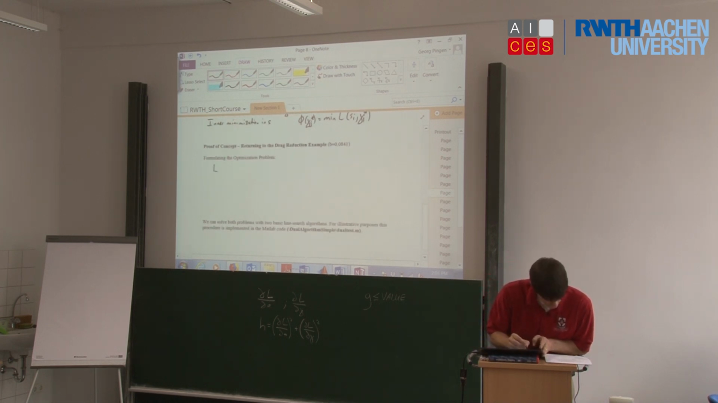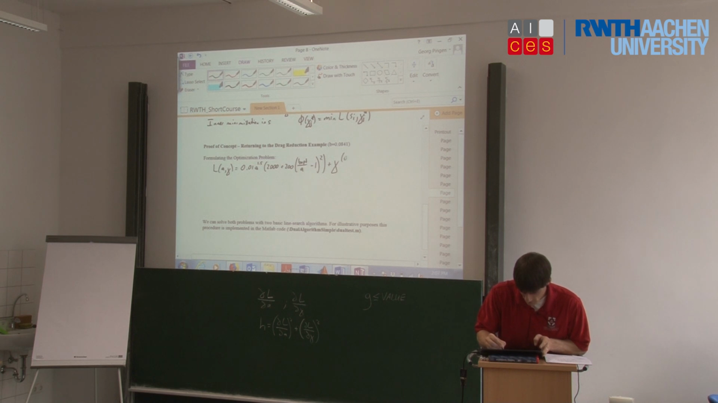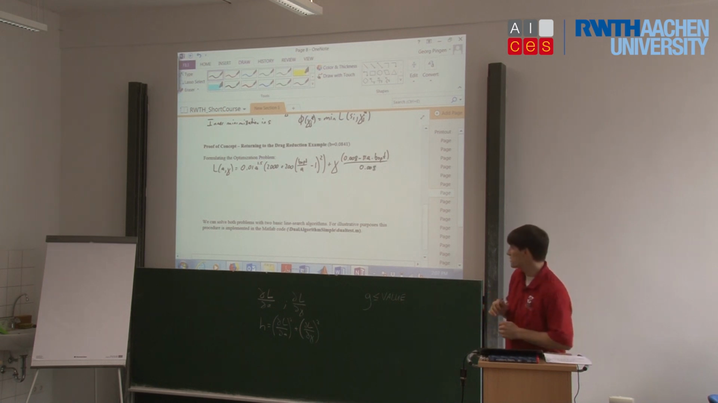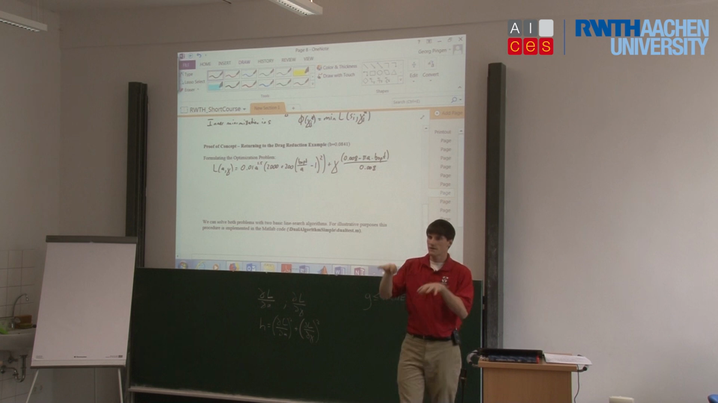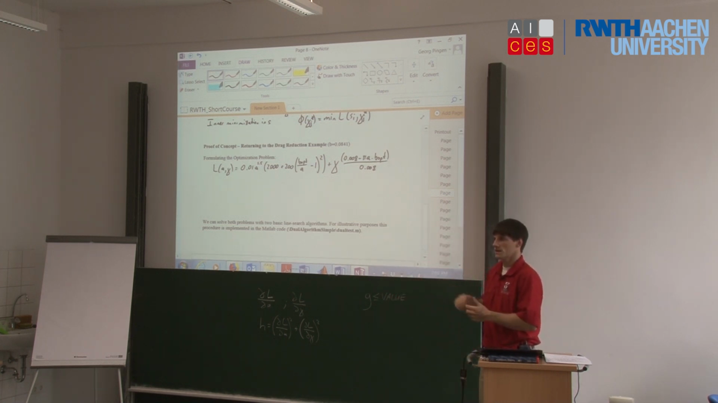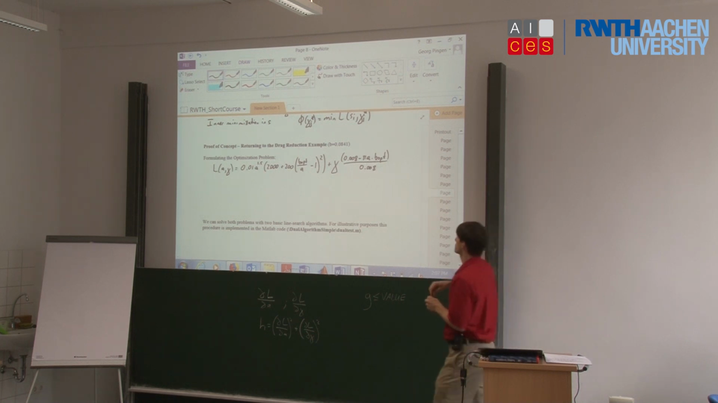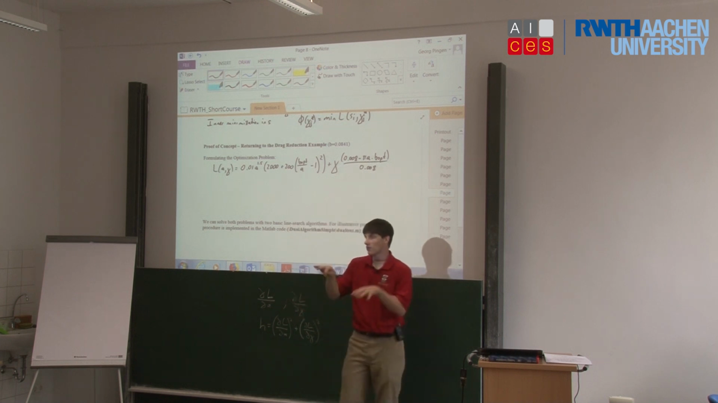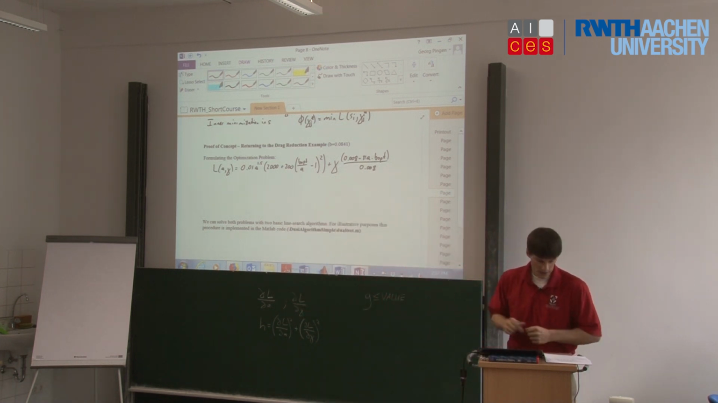So our Lagrange function for this problem is A to the 1.5, 2000 plus 200 times B optimal over A minus 1 squared, plus gamma times 0.008 minus pi A times B optimal, divided by 0.008. The reason we divide by 0.008 is that we want the size of the constraint to be roughly the size of the objective. We don't want this to be a tiny number and this to be a big number. Typically you want them all to be similar, so you normalize your values.